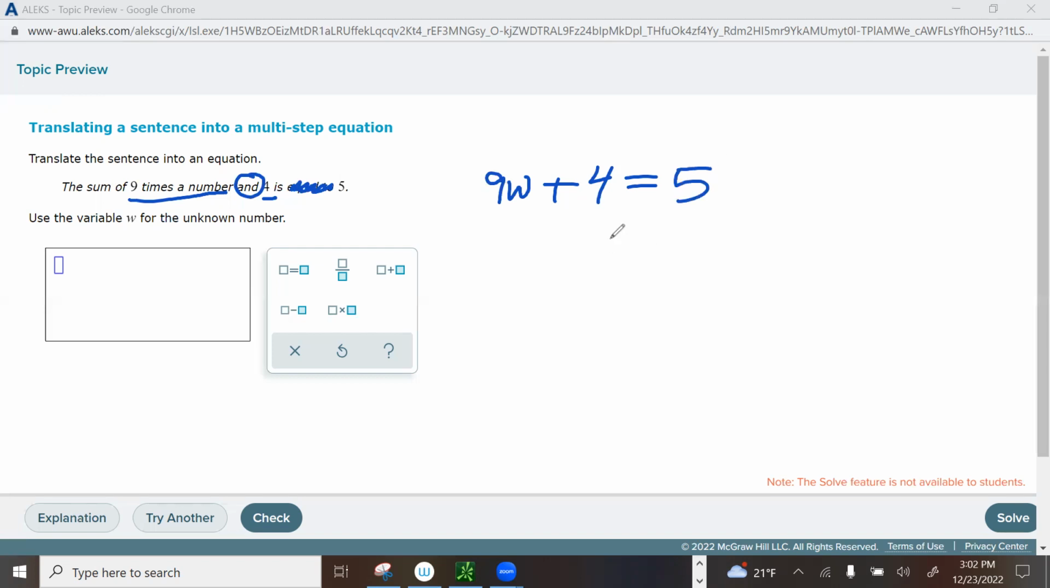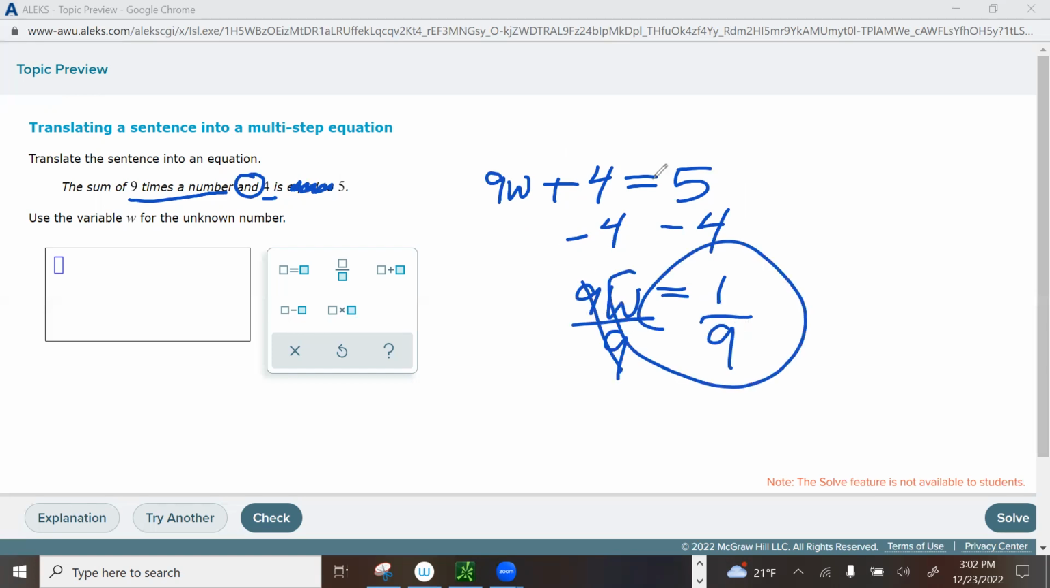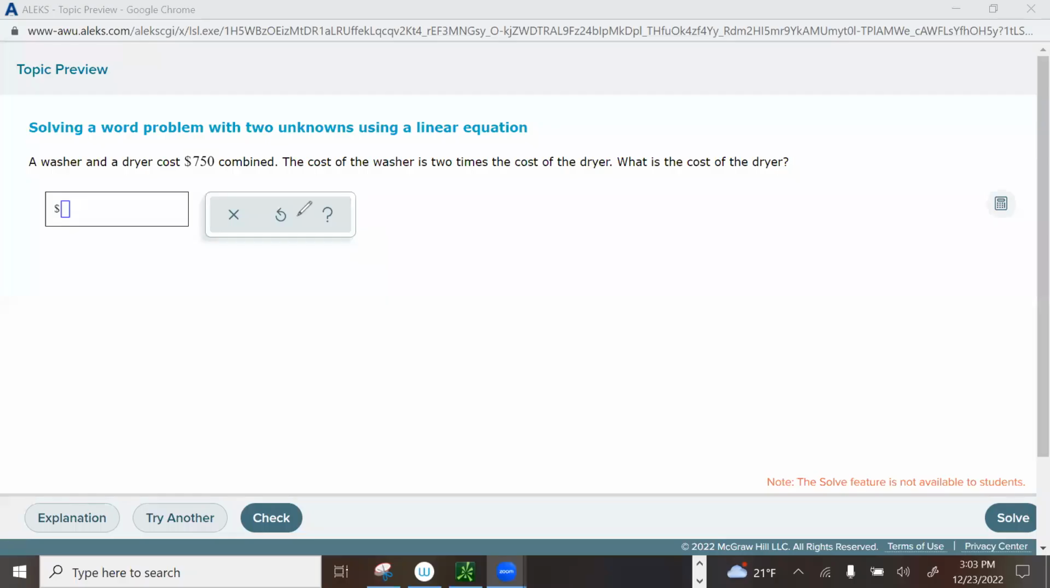Okay. And then, eventually we will say, oh, hey, now we've got an equation. Now let's solve it. We'll subtract 4 from both sides. And then divide both sides by 9. And W equals 1/9. Okay, anyway, but that would be how you would set it up. And on this, that's all I'm looking for right there.